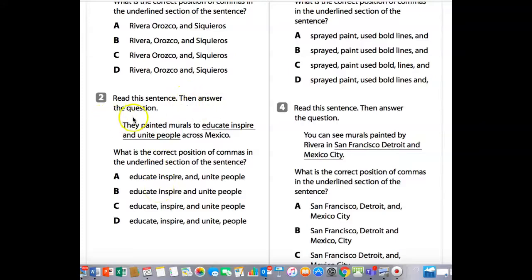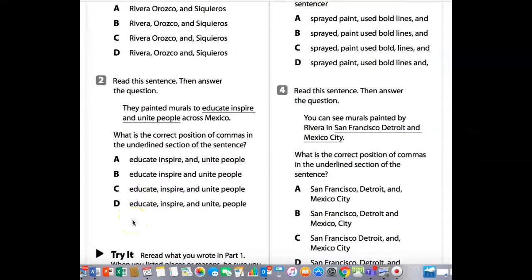Read this sentence and answer the question. They painted murals to educate, inspire, and unite. All right, well, which one do you think it is? These, I think you can do pretty well. Now, remember, after the third one, you don't put a comma. So what you would put here is educate, inspire, and unite people across Mexico. You don't put a comma after and unite. Okay, just on the first 2, or if there's more than 2, you don't put it on the last one.